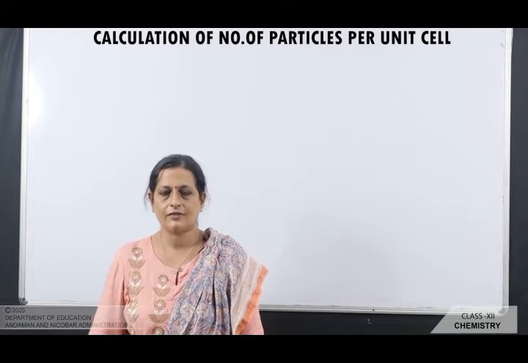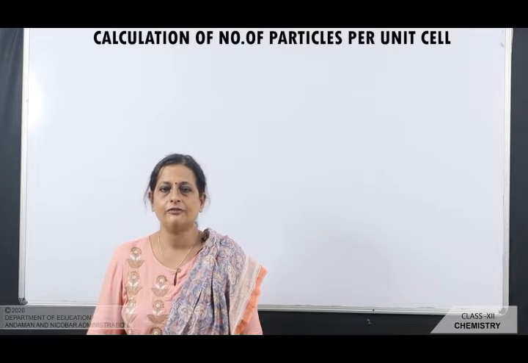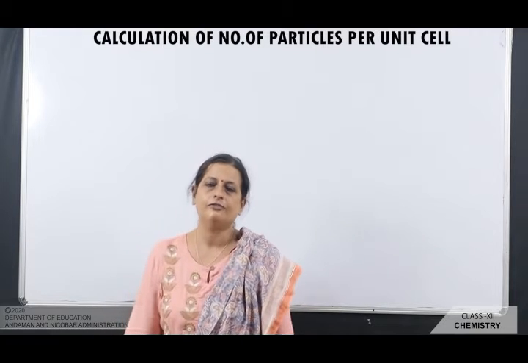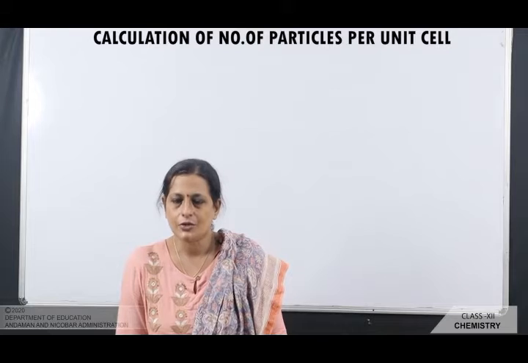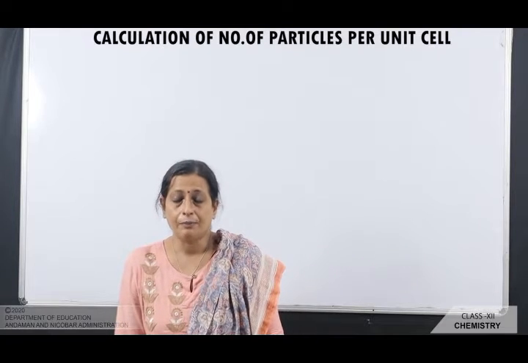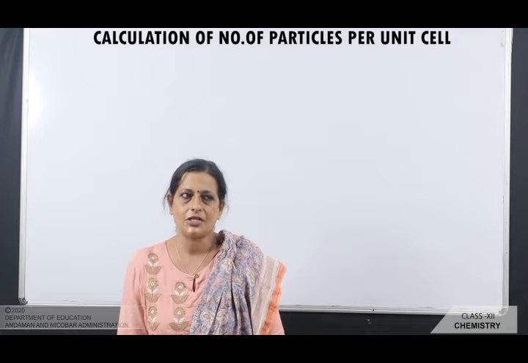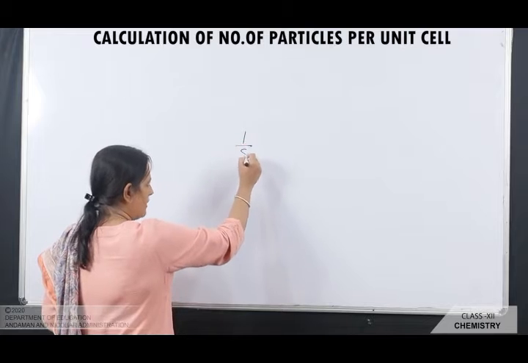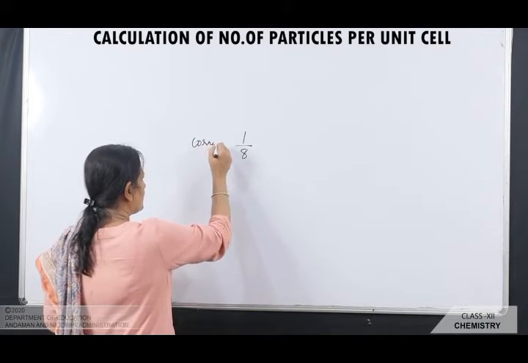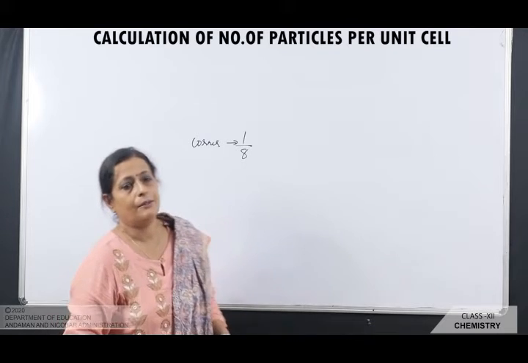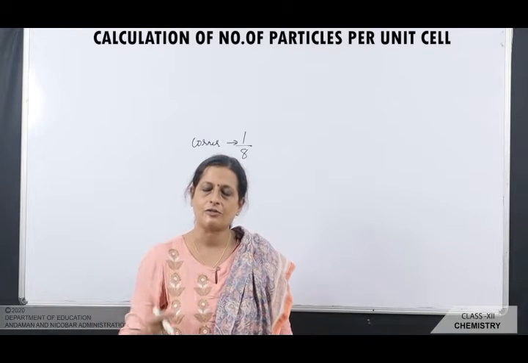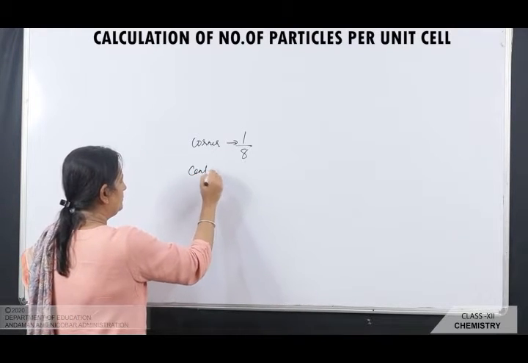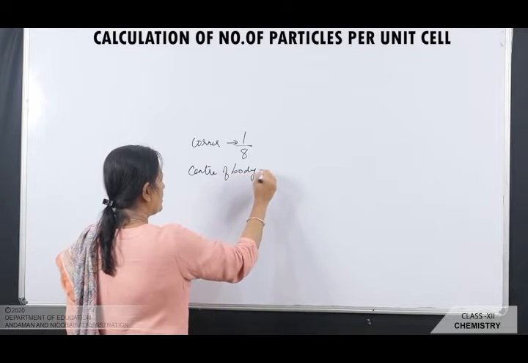So today in this class we will see how to calculate the number of particles per unit cell. In last class also we had discussed the contribution of a particular particle towards the unit cell. A particle at the corner of the unit cell is shared by 8 unit cells. So the contribution to that particular unit cell is how much? 1 by 8. So corner's contribution is 1 by 8. Then a particle at the center of the body of the unit cell belongs to that particular unit cell. So the contribution is how much? 1. So center of body contribution is 1.